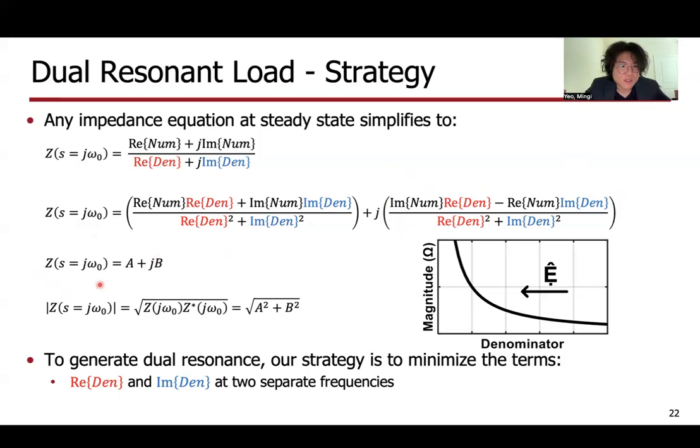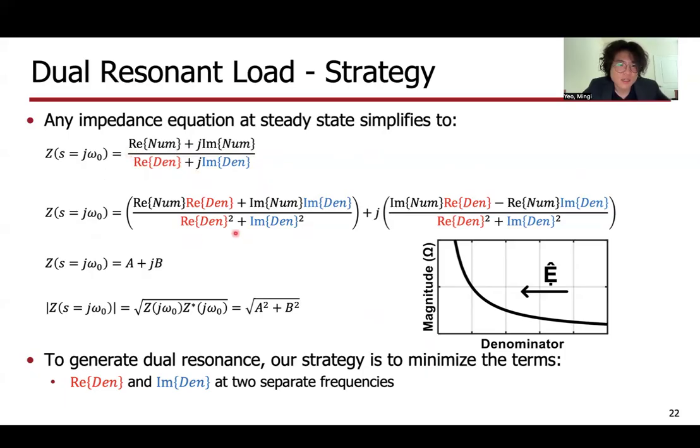Once we find the magnitude of this equation, we see that the magnitude of the impedance rises as the A and B terms increase. So if the A and B terms are maximized at one frequency, then we would have your typical single resonance. But if you are able to maximize A and B at two different frequencies, then we would have two different resonances. And the best way to maximize these A and B terms is by minimizing the complex number of the denominator here.